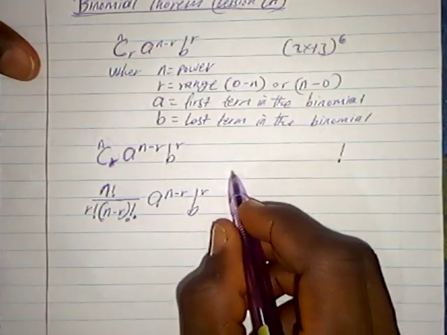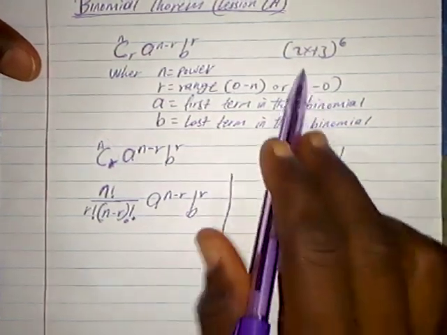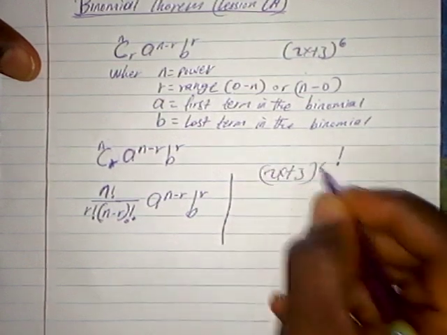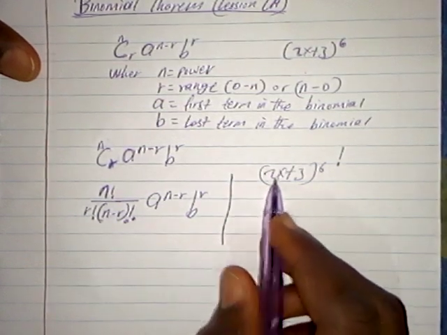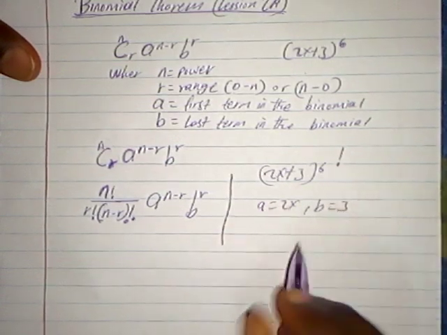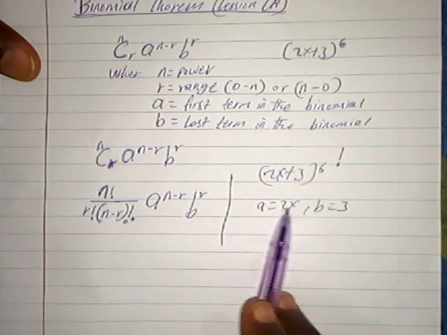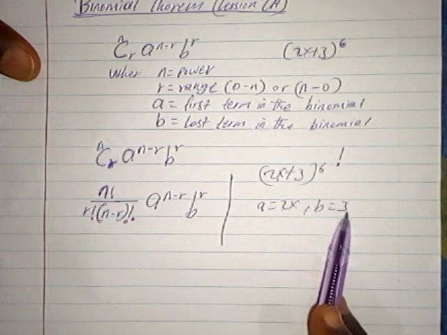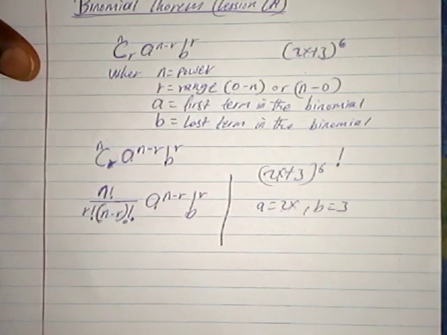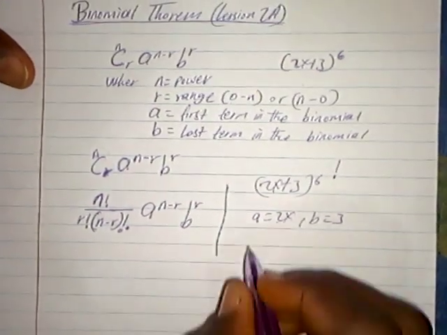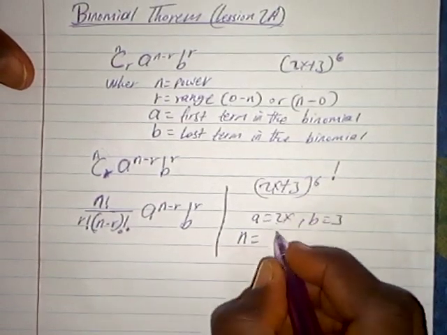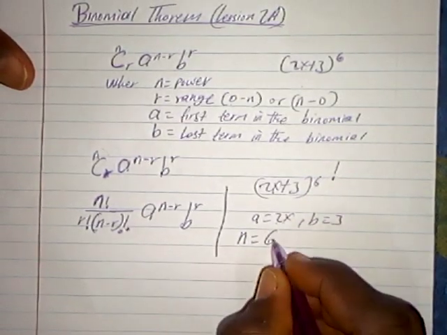Now let's say for instance, let's use this binomial 2x plus 3. Now what will be a? a is equal to 2x, b is equal to 3. Do you see it? So anywhere you see a, you put 2x. Anywhere you see b, you put 3, right? Good. And n should be equal to what? This is the power 6. Do you see it? Good.